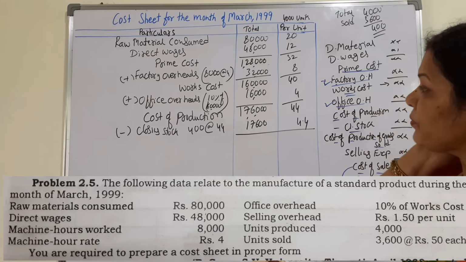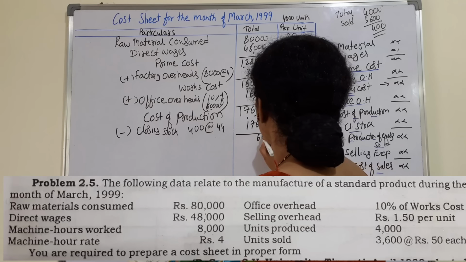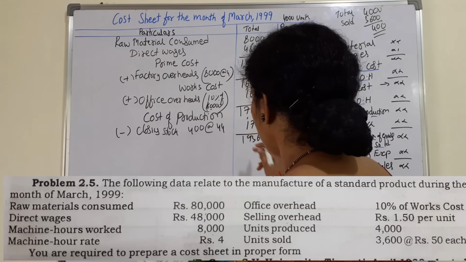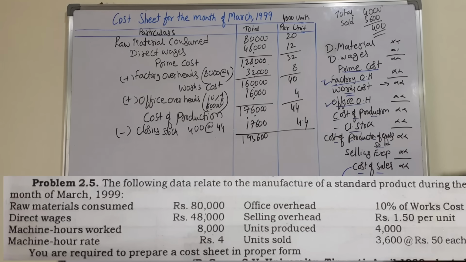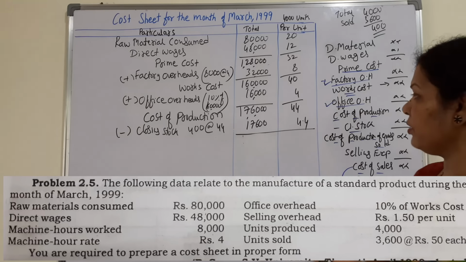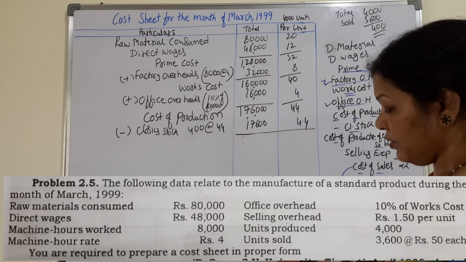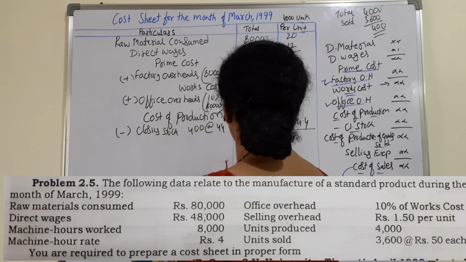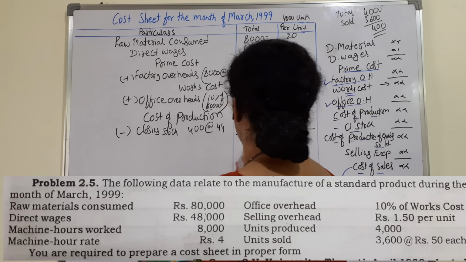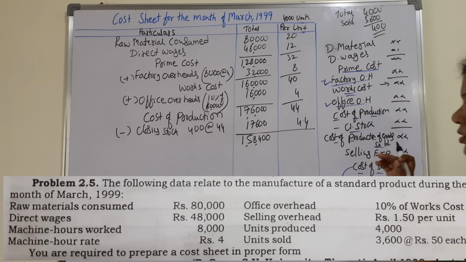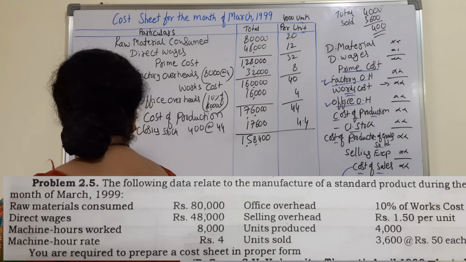So if we add it, you will be getting 1,93,000. Sorry, closing stock we have to deduct it, no? So we will deduct closing stock: 1,76,000 minus 17,600. It is 1,58,400. So what do you call minus closing stock? This is cost of production of goods sold.